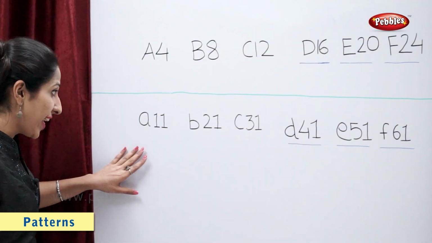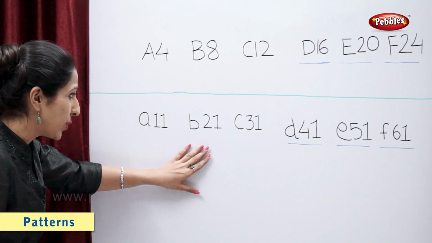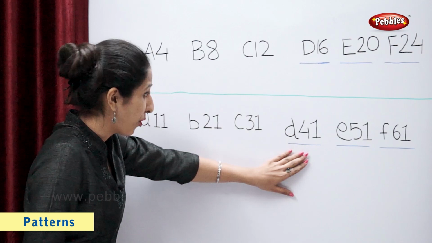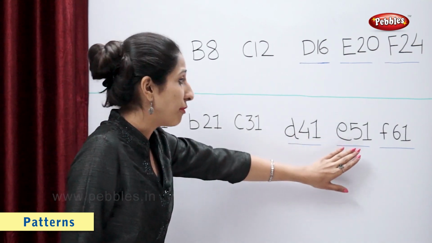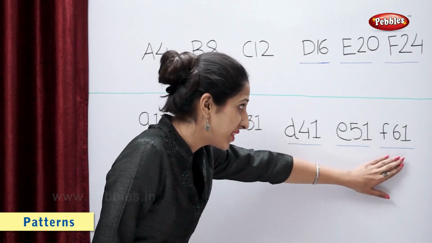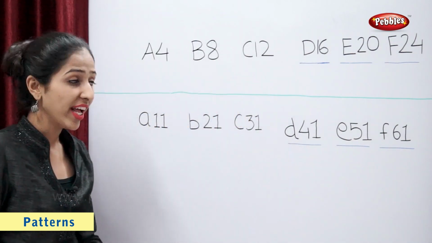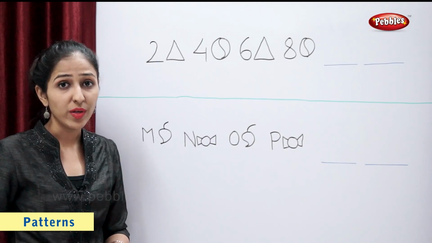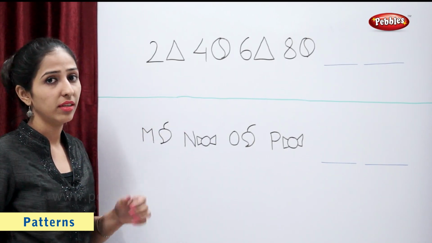So, A11, B21, C31, D41, E51, F61. So, this is a complete pattern. Now, let's solve these examples.